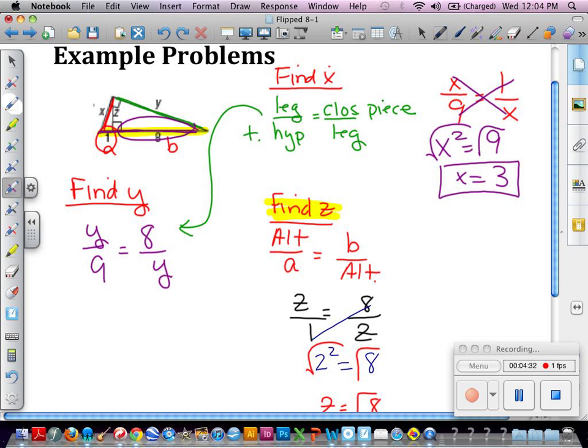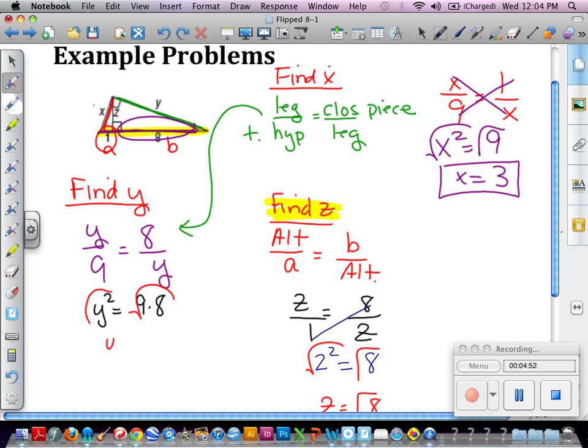Again, you're going to cross multiply. Y squared. Now, I know you guys are multiplying and maybe writing 72 down. I'm going to show you something here. I'm not actually going to multiply them. I'm going to write 9 times 8 down. I'm going to take the square root.